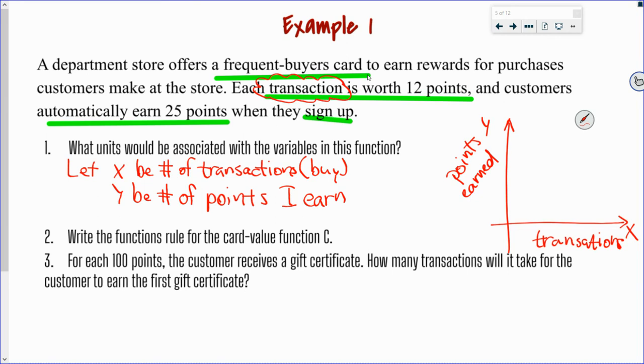Now they're going to throw a little curve. They're going to say write the function rule for the card value as a function of C. Well, I could call transactions T, and I could call points earned C of T. Yeah, I can do that. I can make that transition. So my transactions then are T, and the number of points is a function, C of T. They want me to do that. Okay, so I can make that change. That's not a big deal. I understand functions.